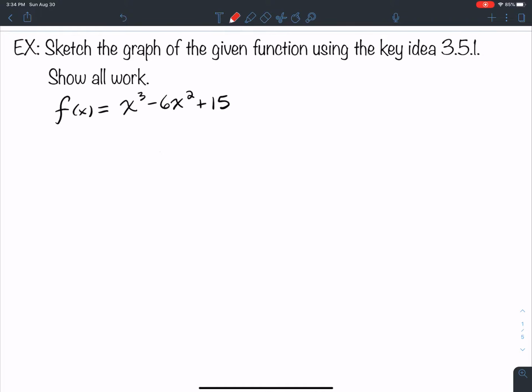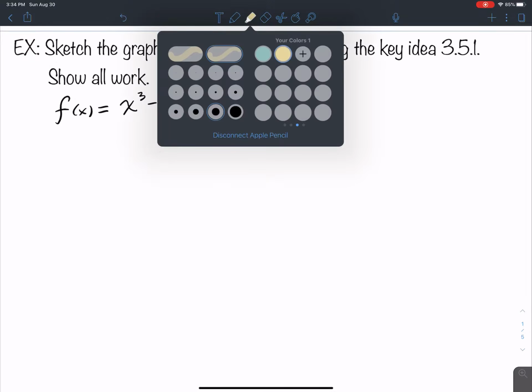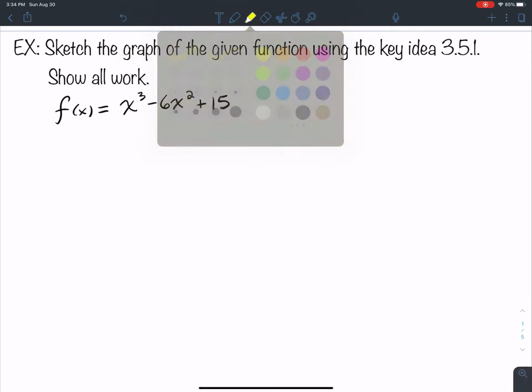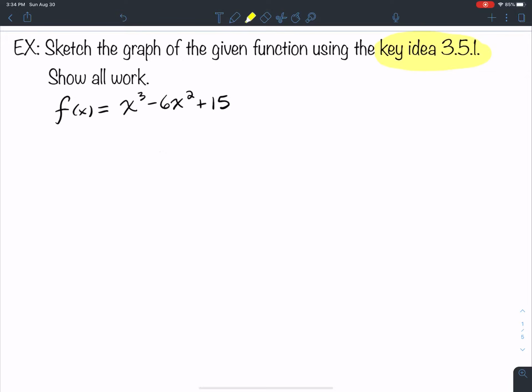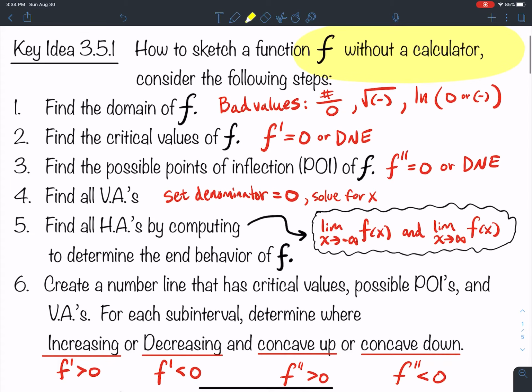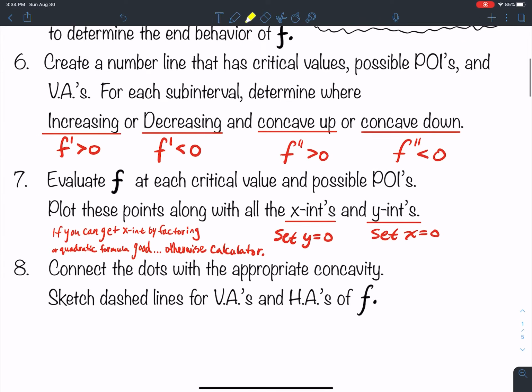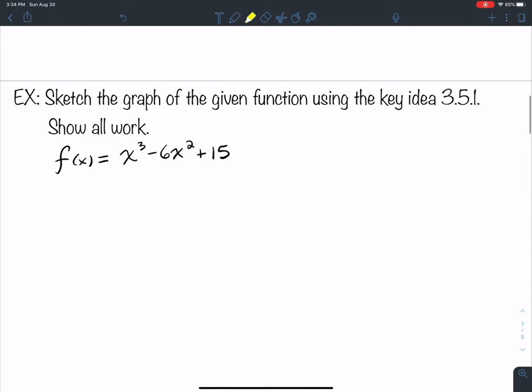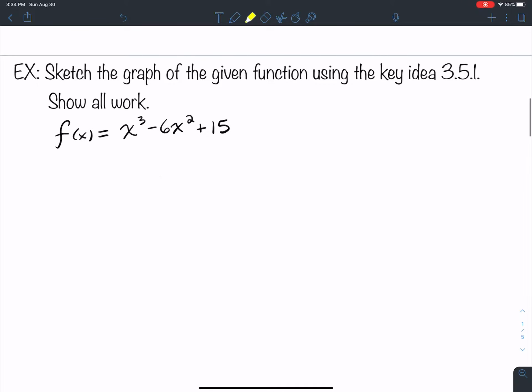So in this video, we're going to sketch the graph of the given function f of x equals the cubic x cubed minus 6x squared plus 15. And we're going to use the key ideas from 3.5.1, the Clark way we talked about in another video on curve sketching. All right, so those 8 things there. I want to show all work, so this is what you're expected to do.